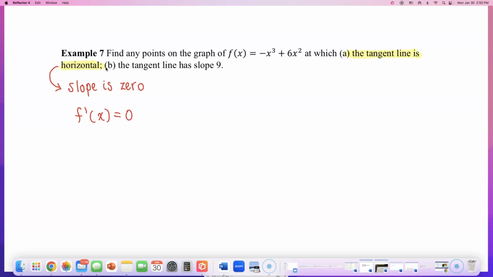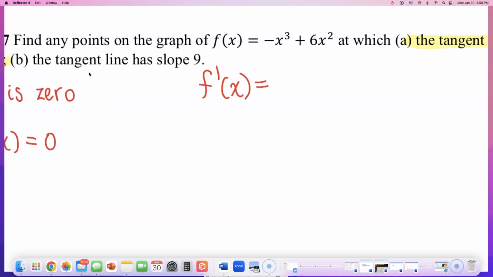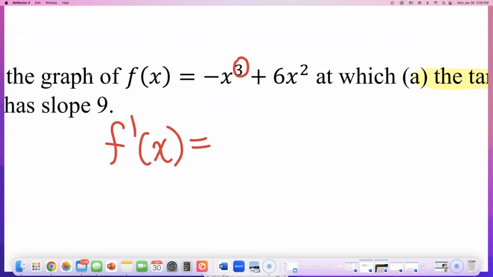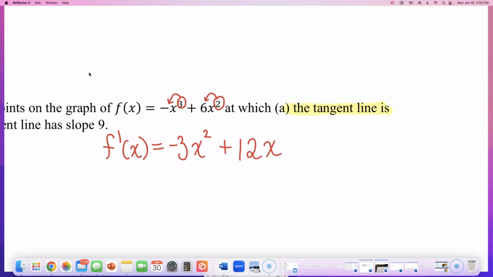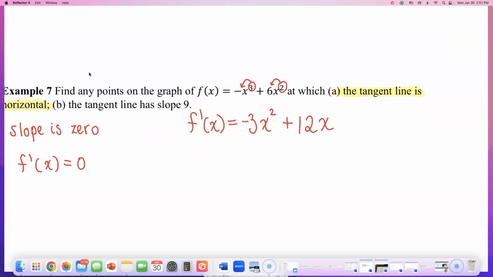So whenever you see this wording, tangent line is horizontal, set the derivative equal to 0 and solve for x. Okay, so let's find the derivative first. So if that's f, I'll find this using power rule. Okay, bring down this 3 to the front, you're going to get negative 3x squared, right? Bring down this 2 to the front, you're going to get plus 12x. Now, what they are telling you to do is set this equal to 0. Don't plug in 0. Set this whole derivative equal to 0.